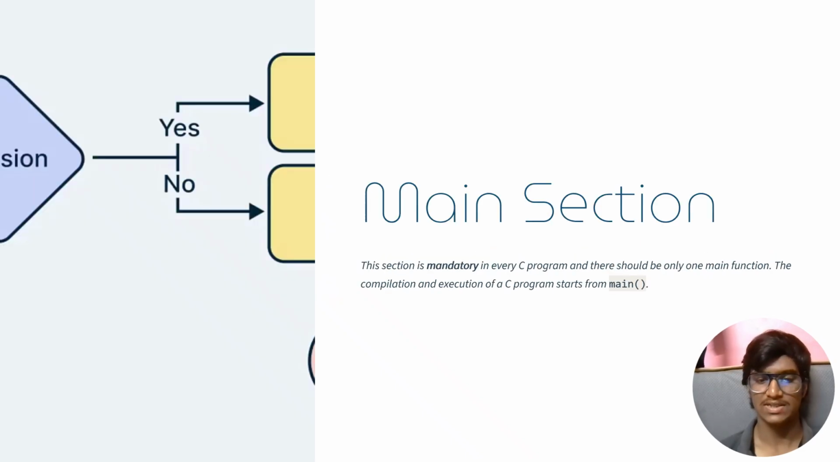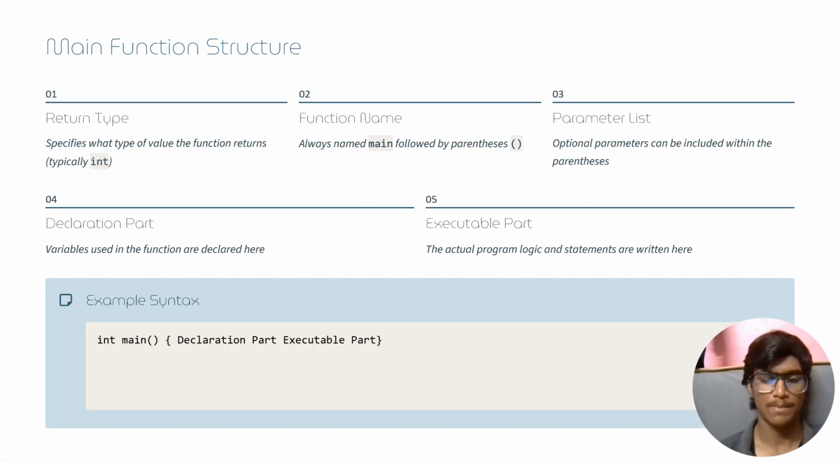Main section. This section is mandatory in every C program and there should be only one main section. The compilation and execution of a C program starts from main. Main function structure: return type, function name, parameter list. Return type specifies what type of value the function returns, typically int. Function name, always named main, followed by parentheses. Parameter list: optional parameters can be included within the parentheses.